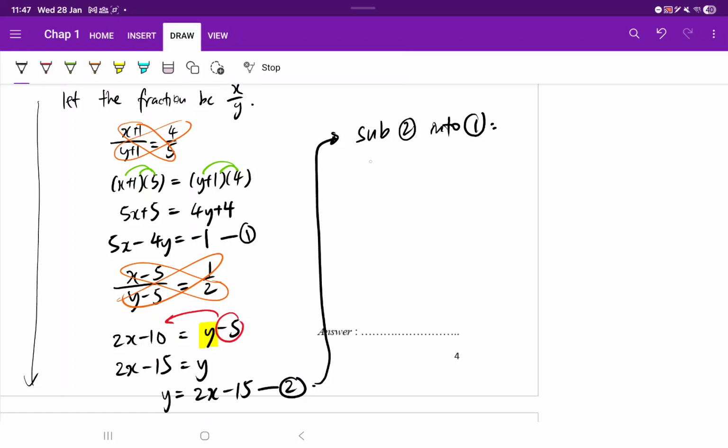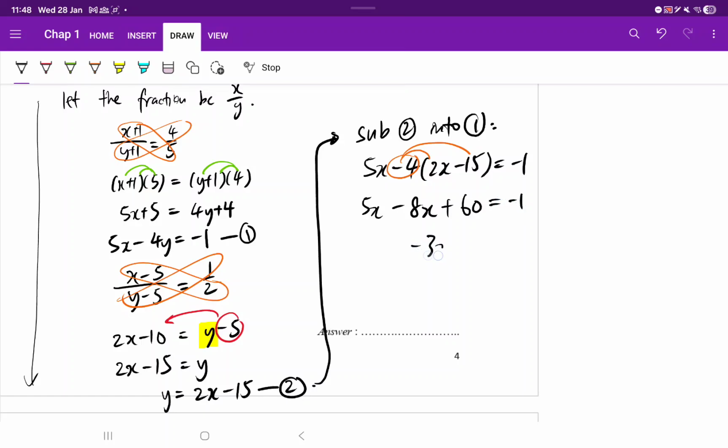We now have 5x minus 4 times (2x minus 15) equal to negative 1. I'm going to expand. Take note of the negative sign, please. This is tricky. Minus 4 to 2x, minus 4 to minus 15. It actually gets you negative 8x and positive 60. Now we solve. Negative 3x equals negative 61. Hey, did I make a mistake anywhere?